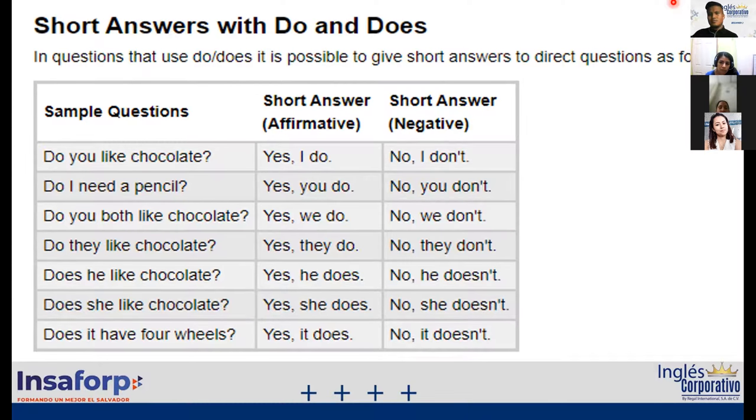And the last one? Does it have four walls? Yes, it does. No, it doesn't. Does it have four wheels? ¿Tiene cuatro llantas? Does it have four wheels? Yes, it does. No, it doesn't. Okay, thank you so much, guys. Is there any question about this?